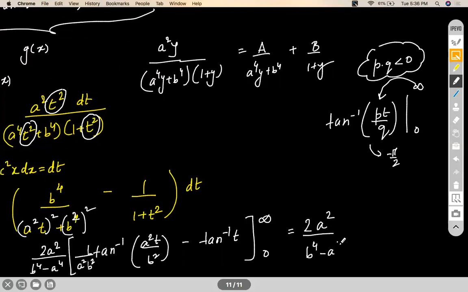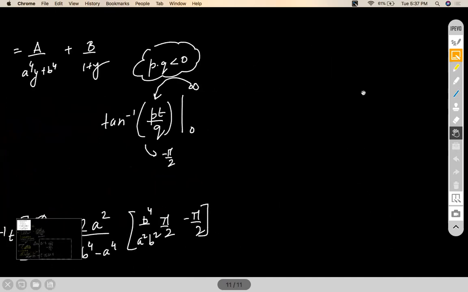So here I think nothing to worry because they are all positive. So 1 by a square b square, pi by 2. This will also be a pi by 2. Okay. So we can take, so there'll be a b to the power 4. Yeah, b to the power 4. Correct. Thank you. So this will become pi by 2.